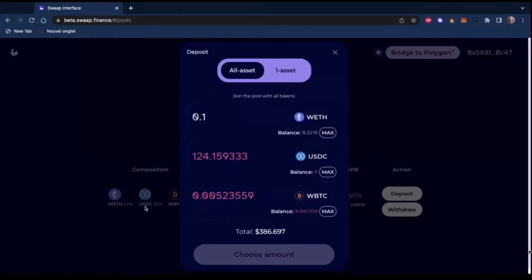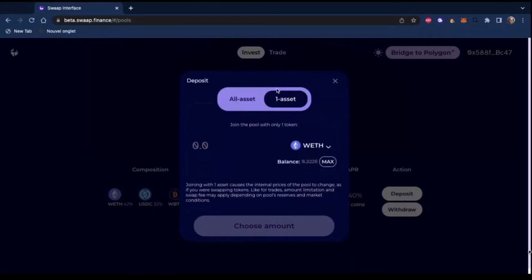The issue is that it may be hard to calibrate the amount of assets that you want. So what I would recommend is to join with one asset, which is a bit easier. When you want to join with one asset, you're going to get alpha. We're going to push a very interesting feature today.